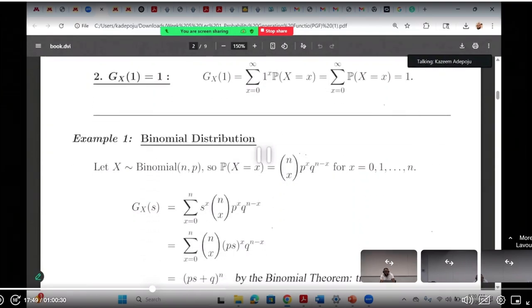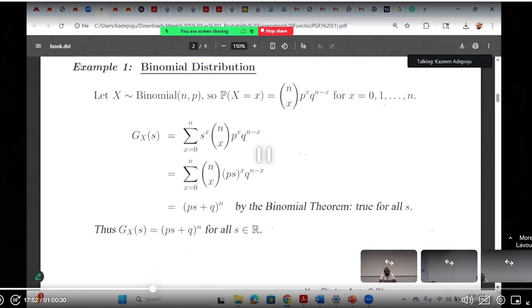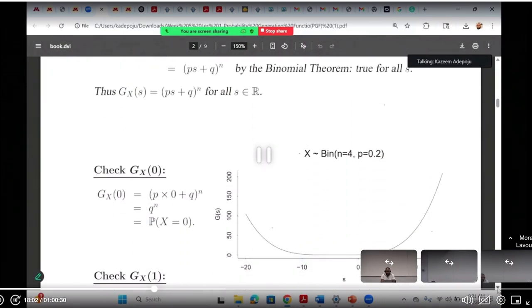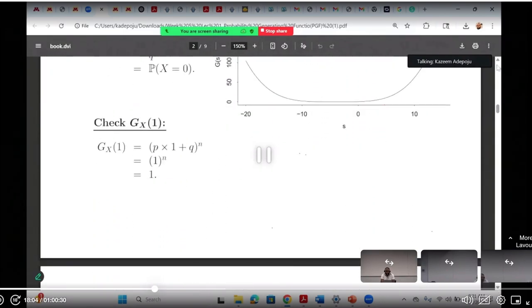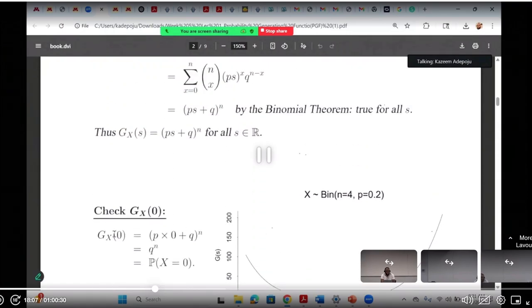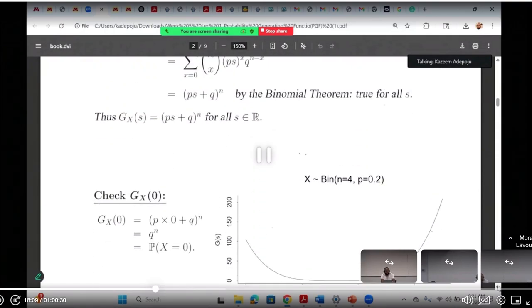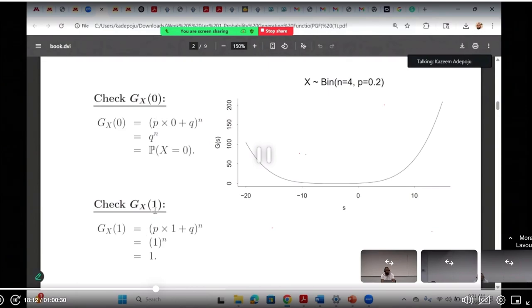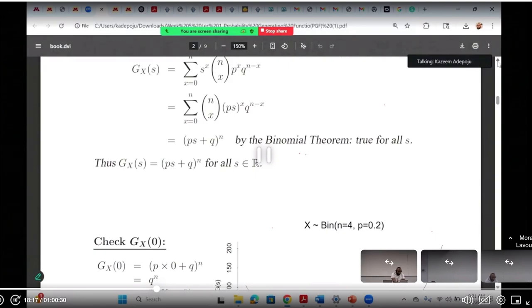Okay, now let us go to the binomial. You know what I want us to do now? I want us to derive the probability generating function for the binomial, and after getting it for the binomial, we're going to check the property. We check for 0, we check for 1. Please pay attention. Let me quickly do this. I want to check if this is going to work. Just 1 second. Otherwise, I'm going to make use of the board.